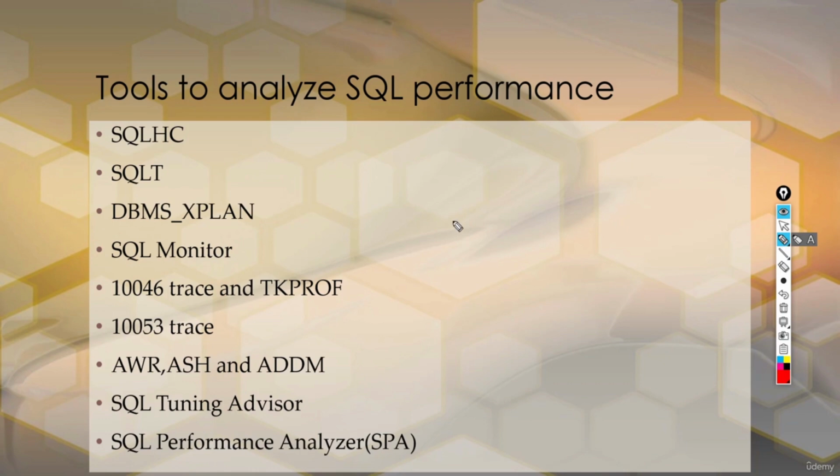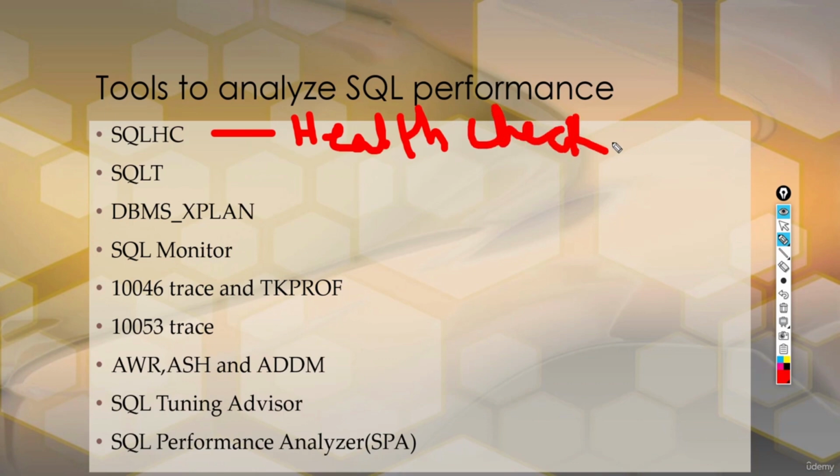These are all the basic tools which are used to analyze SQL performance. They are SQL HC. This is a health check report which gives the optimizer parameters, the historical execution plans, statistics-related information, and sometimes, if the execution plan is in the cursor, it may also capture the 10053 trace, right? It may also provide some recommendations based on its observations.